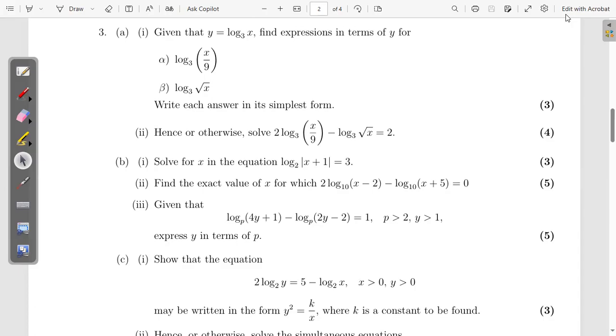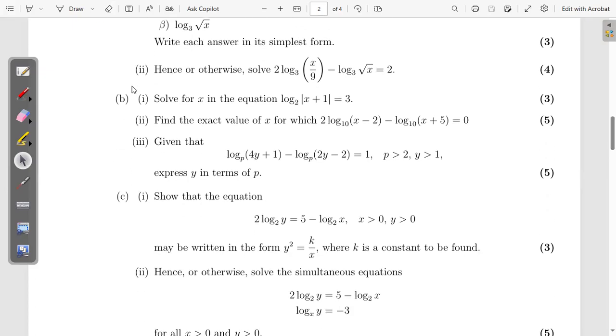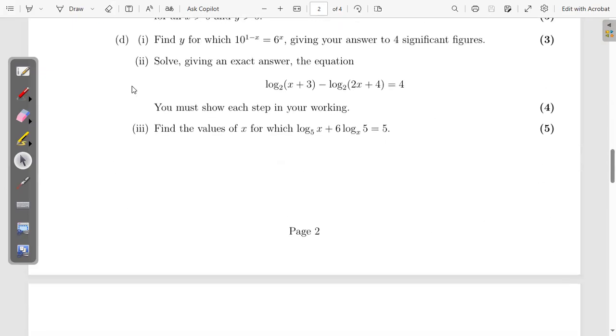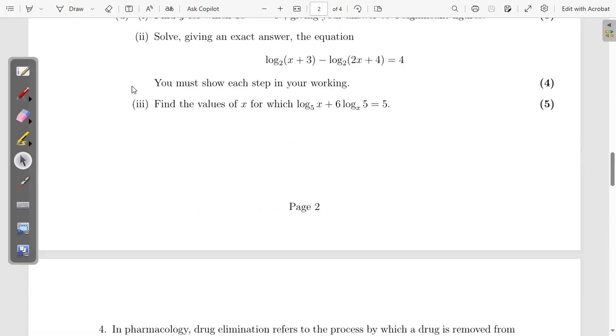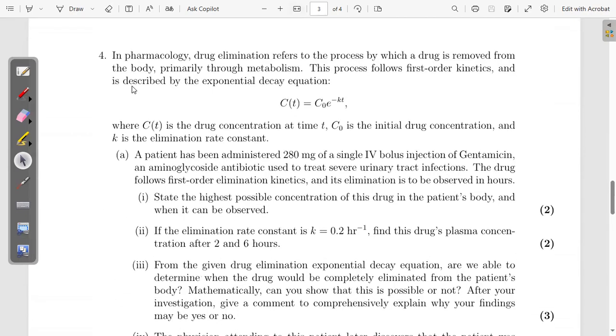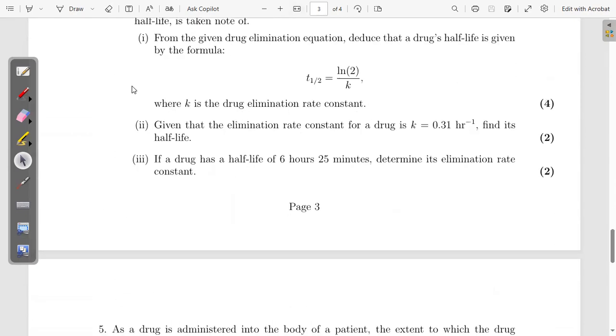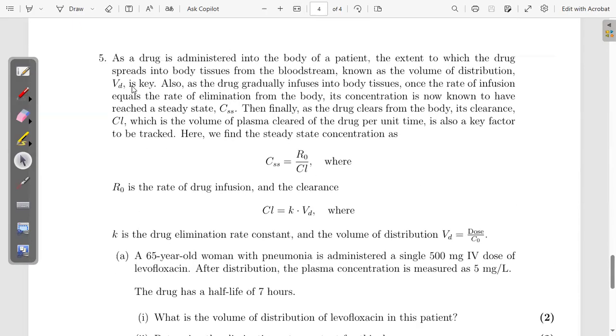But right now, these three here have already been solved. So question 3A, B, C, D, all these ones here I've solved. So in the next video, we are going to look at question 4, which is very practical, and also question 5.